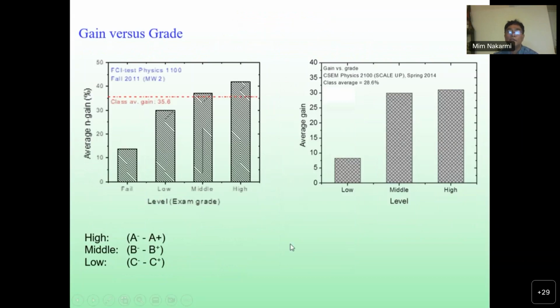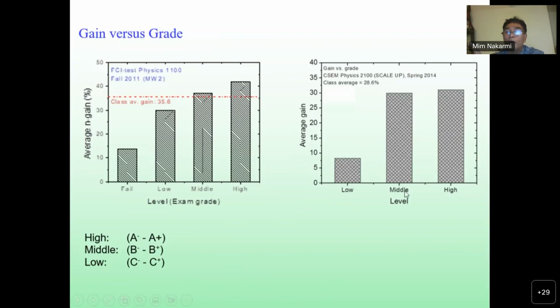I also did some further analysis. Out of those students, I put them together as high, medium, and low, based on their grades, and average gain. What I'm trying to say here is, who is actually making more gain? Is it the poor students who are learning more, or good students who don't need to learn more? Based on these results, you see the high, the ones with the higher grades, have the higher gain.